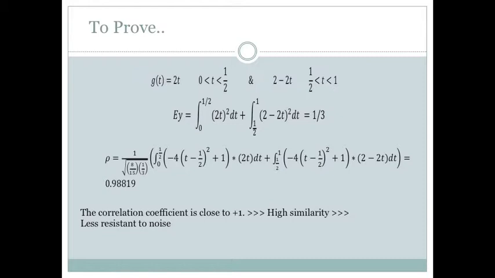So the correlation after doing the computation came out to be 0.98819. In this case, we see that the correlation coefficient is very high, which is close to 1. As the correlation coefficient is close to 1, there is higher similarity and the signal will be less resistant to noise. As it gets close to negative 1, there is less similarity and more resistance to noise.